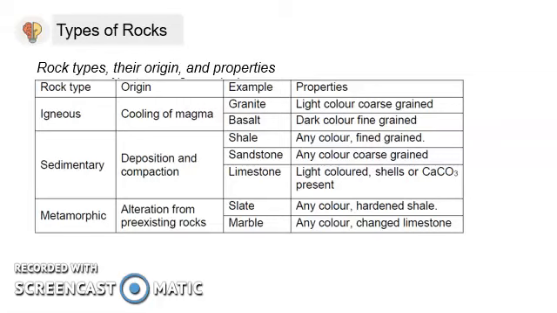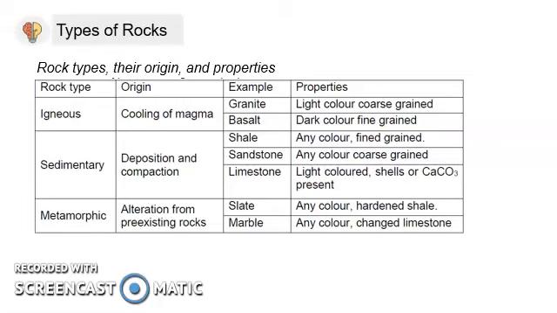For sedimentary rocks, these are formed from deposition and compaction. We have three examples. We have shale. It may have any color and it is fine-grained. The sandstone also may have any color but is coarse-grained. The third example is limestone, which is light-colored, and shells or calcium carbonate are present since these rocks are usually formed near the sea and incorporated with debris from the sea. In addition, limestone is light-colored because calcium carbonate, in its appearance, is white.